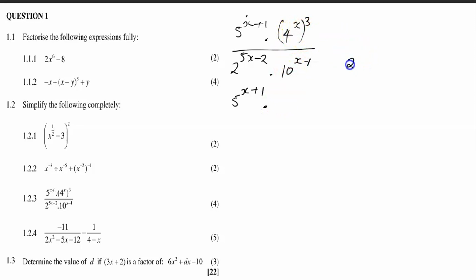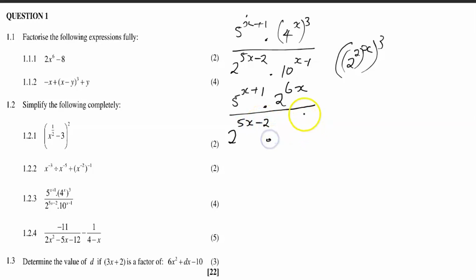You can actually write it as 2 power 2 all power x all power 3, and then you just multiply these, 2 times 3 or 2 times x and 2x times 3. So you actually have 2 power 6x, and then all that is over, leave the 2 there as it is, 5x minus 2 multiplied by now the 10. Obviously you'll have to change it.